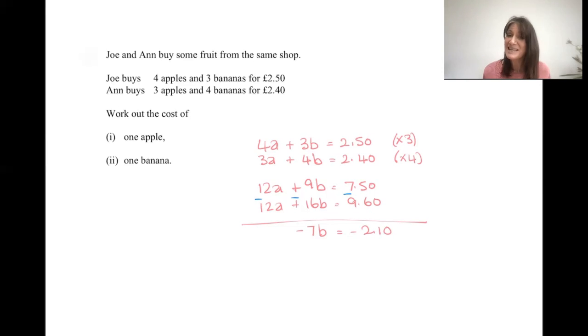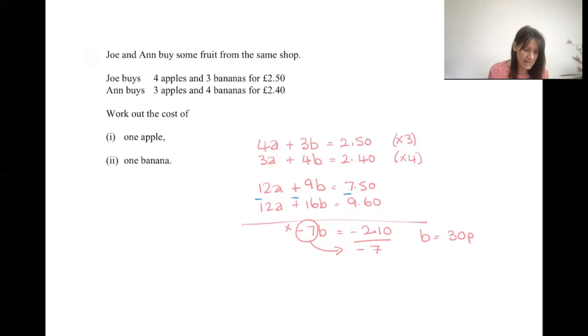Now, if I want to know what B equals, I've got to get it on its own. So I'm going to pick up that times minus 7. It's going to land as divide by minus 7. Again, you can just put this into your calculator and you will work out that B is equal to 0.3 or 30p, depending on how you want to represent that. Okay. Now I know what the bananas cost individually, I can start working out the apples.